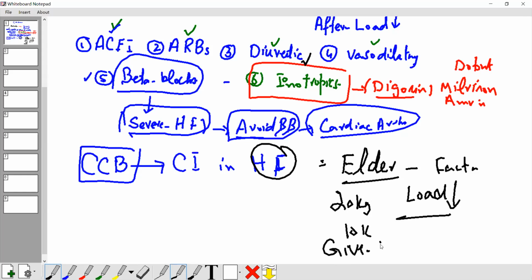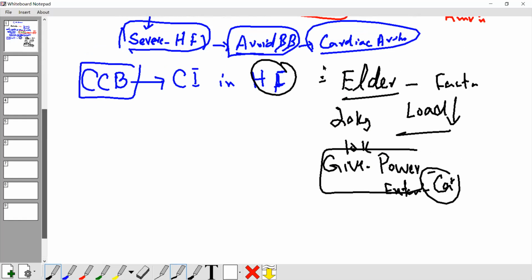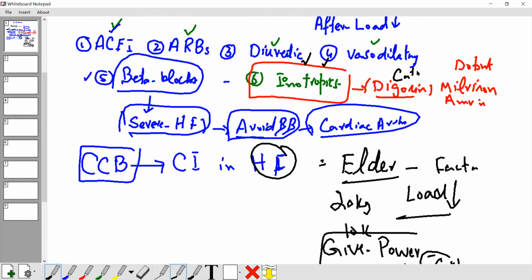At last, the only hope is to give power, external power in the form of calcium. It's the only hope. Otherwise that elder person will not be able to perform the duty and will completely die. It's a similar thing with heart failure. At last we go for power supply, and that power is your inotrope. Inotropes increase calcium inside and help the heart for strong contraction, because the heart is already too much failed. Clear? That is everything about heart failure.